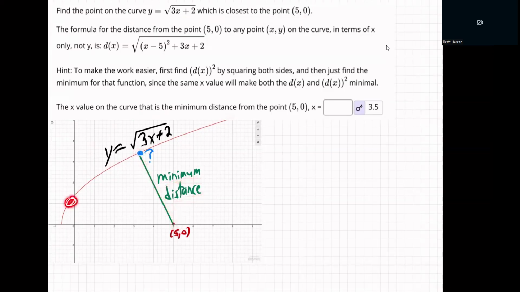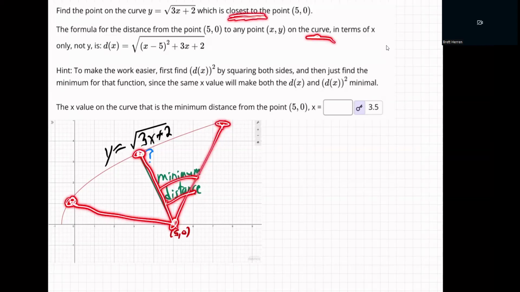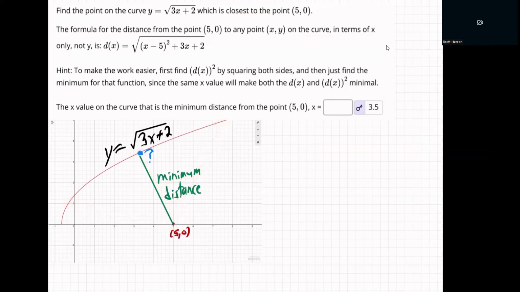In other words, it's not some point over here, that would be further away, or some point up here, that would be further away. It's some point right around this, I don't know exactly where. But that's going to be the minimum distance from the point (5, 0). That's what closest means, right? Closest means minimum distance.